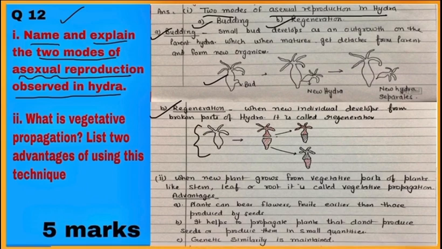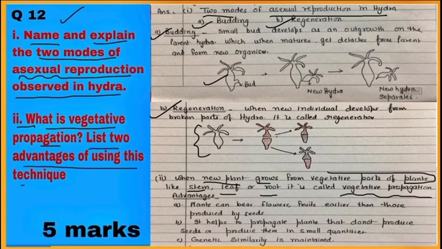Now part 2. What is vegetative propagation? When a new plant grows from a vegetative part of the plant, means from stem, from leaf or from root, this is called vegetative propagation. List 2 advantages of using this technique. 3 advantages are given here. You can write any 2 of them.